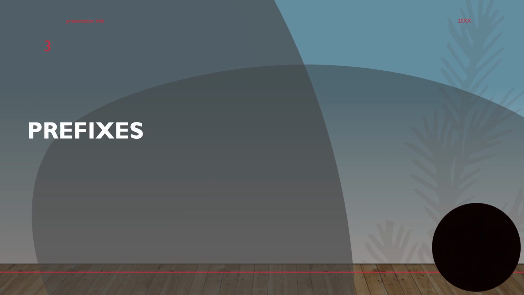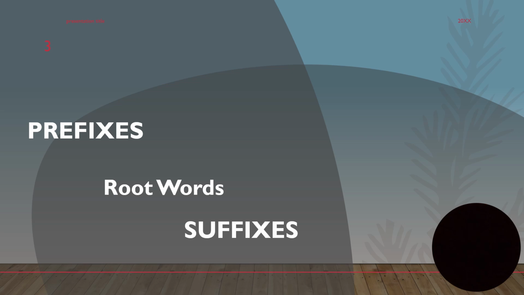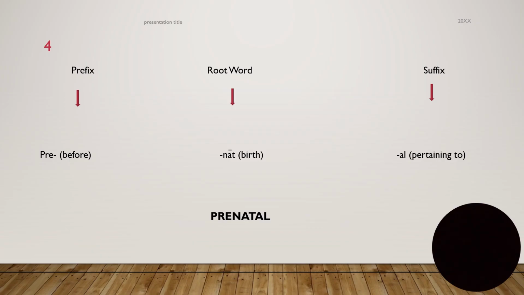Medical terms are made up of prefixes, root words, and suffixes. However, not all medical terms have a prefix. So here's an example of a simple word brought together to make up a medical term.